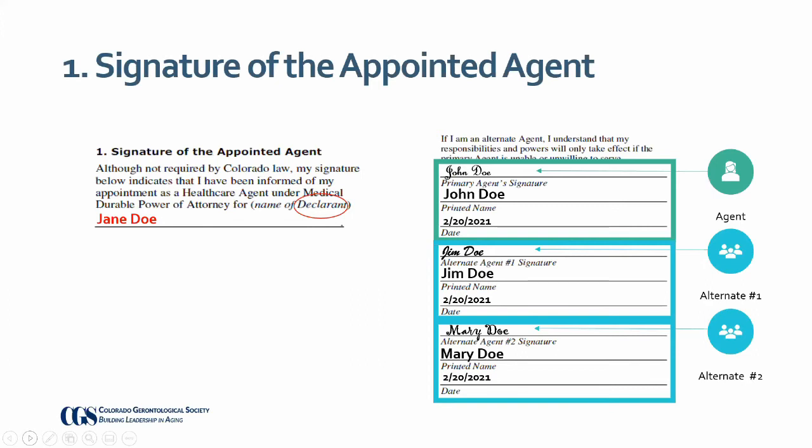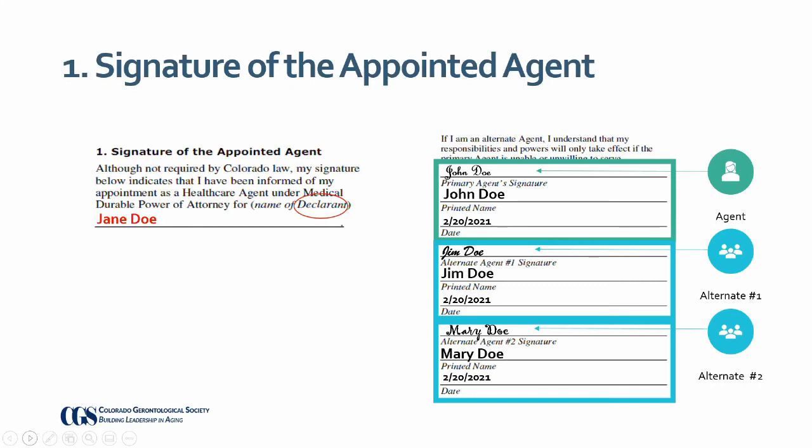So on the second page of the form, you have the ability to have your agent and your alternates sign. This is not required. This is completely optional, but this opens up the conversation to you and to your agent and alternates to be able to further discuss what things look like so everybody knows who's doing what. So if you choose to complete this part of the form, this is what it would look like.